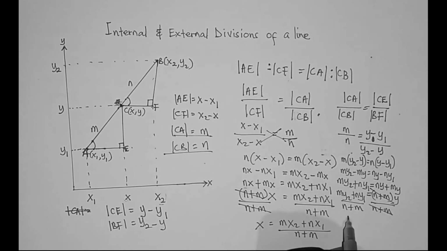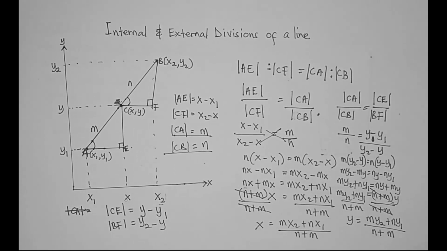this and this cancel out. So we see that y is equal to my2 plus ny1 divided by n plus m. So the x component is mx2 plus nx1 divided by n plus m. And the y component is my2 plus ny1 divided by n plus m. So in other words, we just replace x2 by y2 and x1 by y1, and everything remains the same. So these are the formulas for finding the internal divisions of a line.